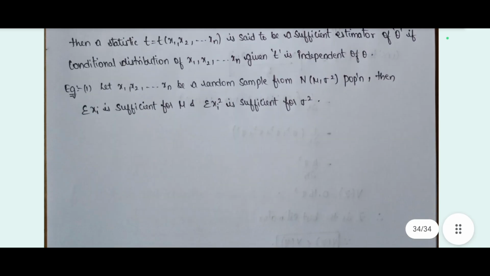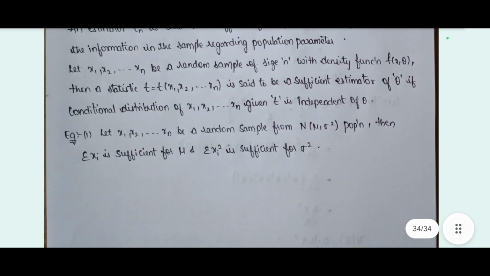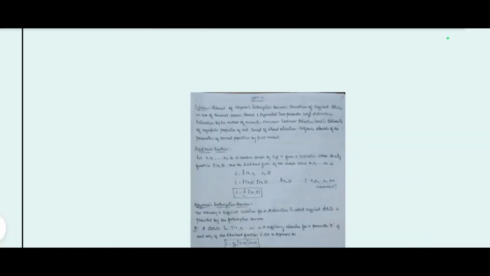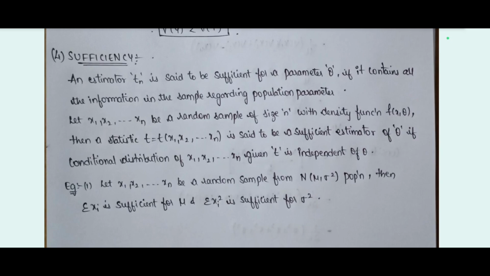Let x1, x2, x3 and so on xn be a random sample drawn from a normal population with mu comma sigma square. Then summation xi is said to be sufficient for mu, and summation x square is sufficient for sigma square. Like that we have different calculations. Up to this we are going to finish these things.